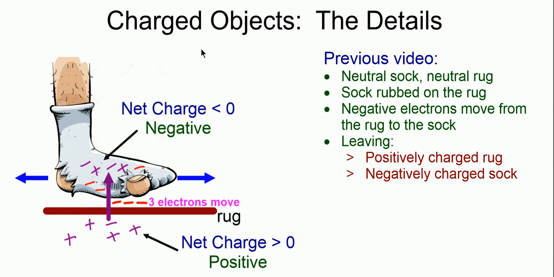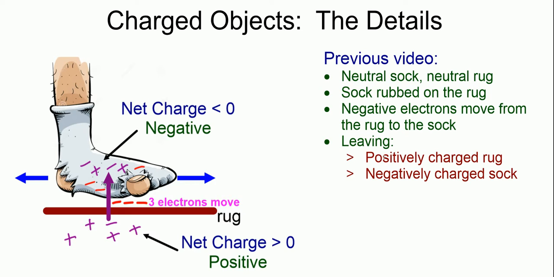In this video, we'll talk about the details behind why charged objects are positive, negative, or neutral. You may already know this, and it's kind of common sense, but we'll do it once quickly. In a previous video, we started with a neutral sock and a neutral rug. That sock was neutral, and so was the rug. We rubbed the sock back and forth on the rug like this. And we saw that negative electrons moved from the rug to the sock, didn't they?